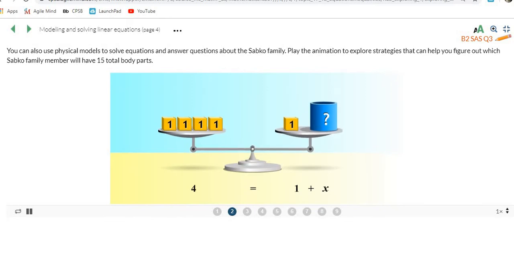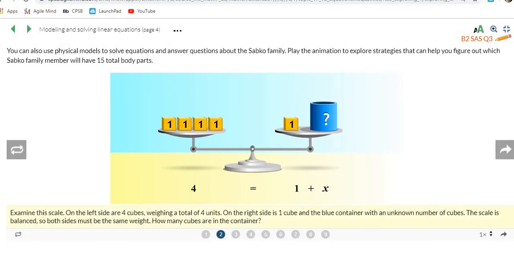So this looks like your problem for number 3A, correct? Okay. I have 4 blocks on one side, 1 block, and a cup of hidden blocks on the other side. Obviously, we're smart enough to know how many blocks are hidden on the other side. How many are hidden inside the cup? 3. Okay? But we need to see mathematically how we got there.